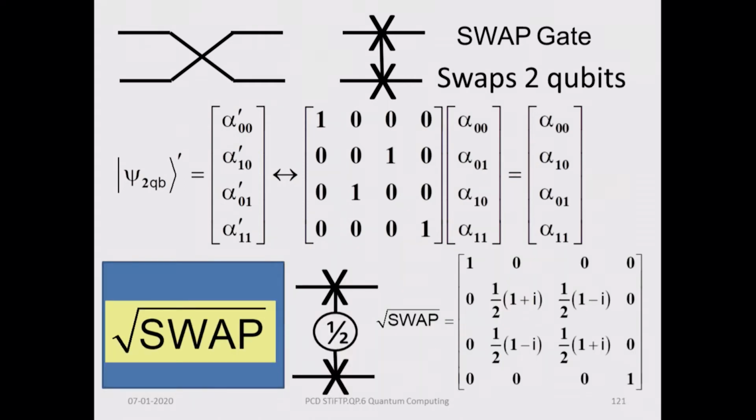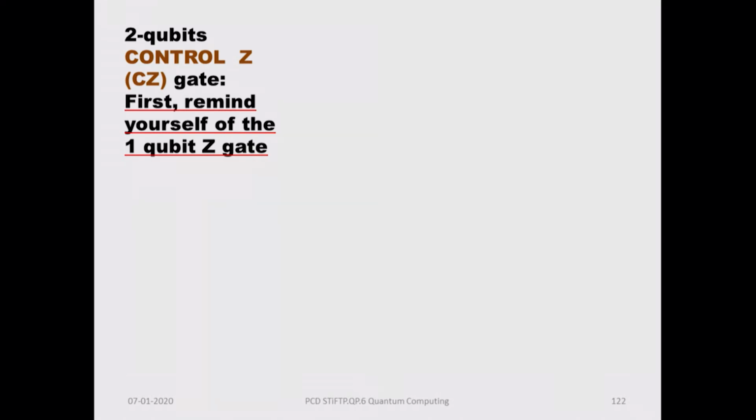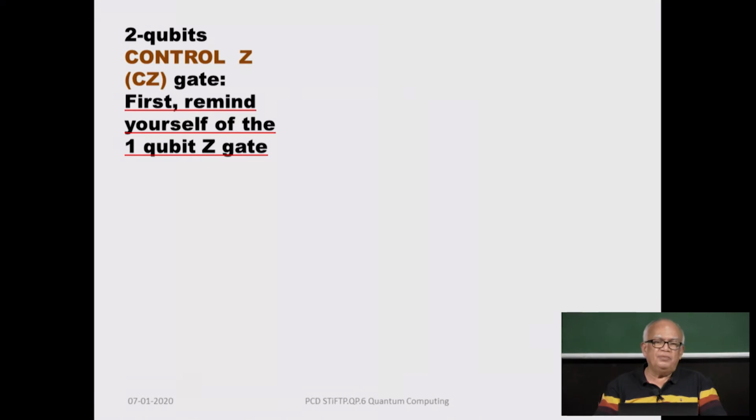All right. Then you can define the square root of the swap gate, and I will let you verify this, because if you just take the square, you will find that it will give you the matrix for the swap gate. So, these are some of the major 2 qubit gates. Let me also introduce you to the 2 qubit control Z gate. We did the control NOT gate previously, or the control X, which is the Pauli X, right, which was a NOT operation. So, we did the control X. Now, we will do the control Z.